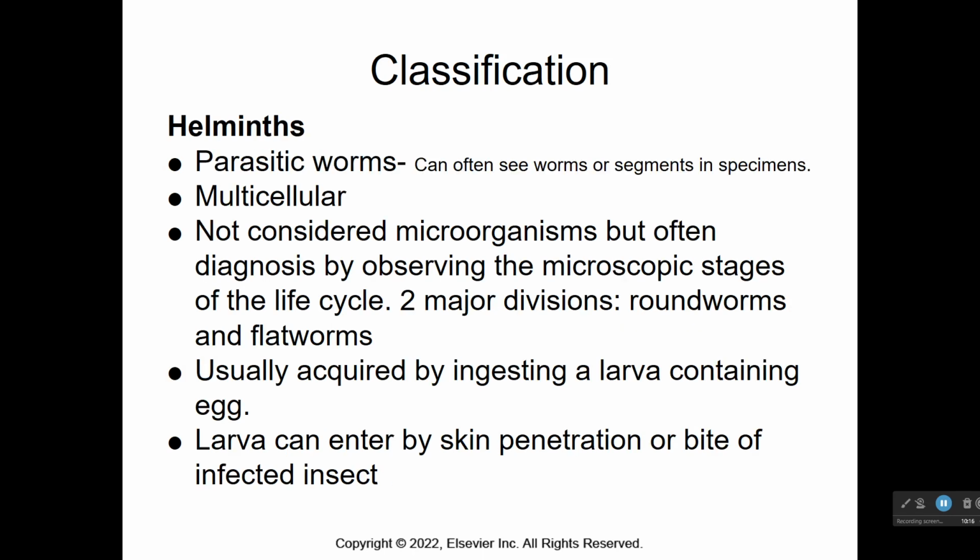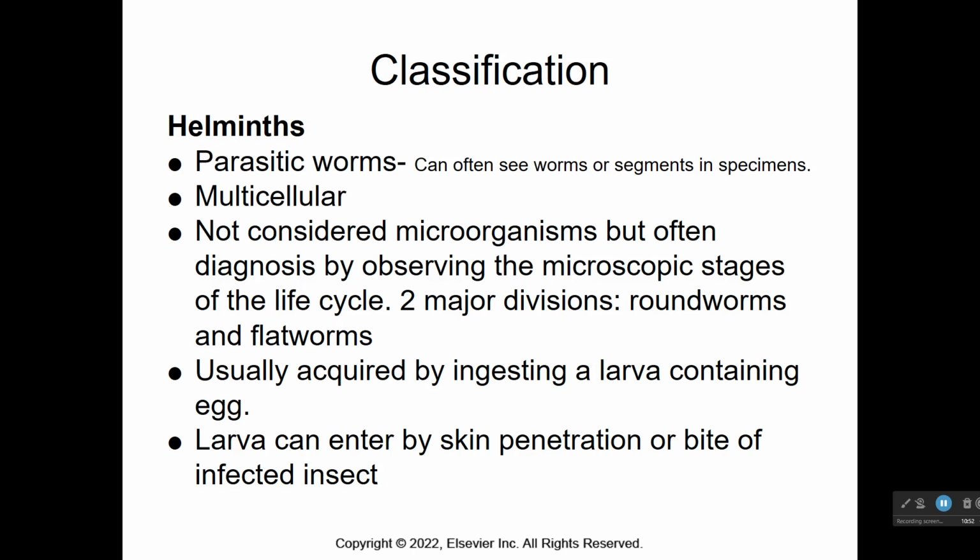Our helminths, which will be the next unit after this, are what we call worms. We sometimes see the worms or pieces of the worms. That's the adult stage, or maybe even the larval portion in the specimen. But usually we're going to diagnose these by seeing the egg in the specimen. Helminths are multicellular. This is the group I mentioned earlier that are not really considered microorganisms because we can see the worm, but we do observe those eggs microscopically and see that life cycle.